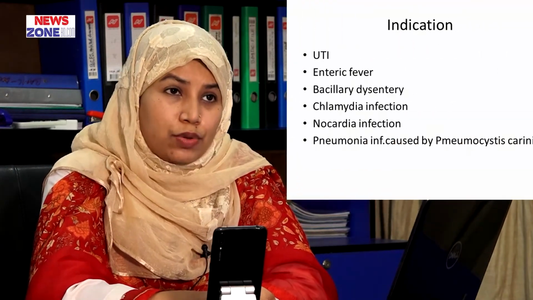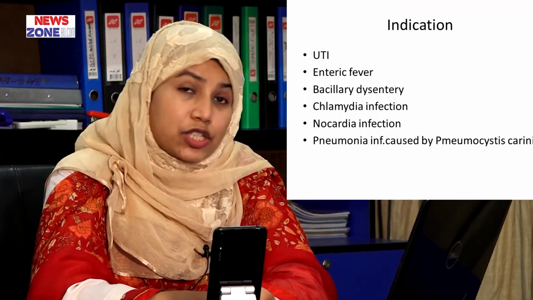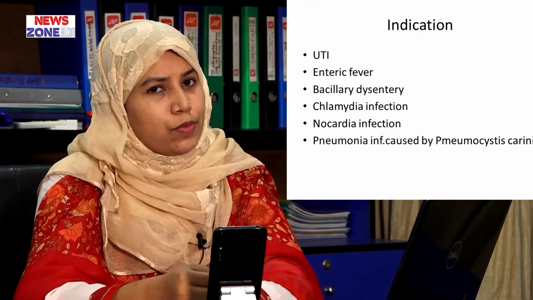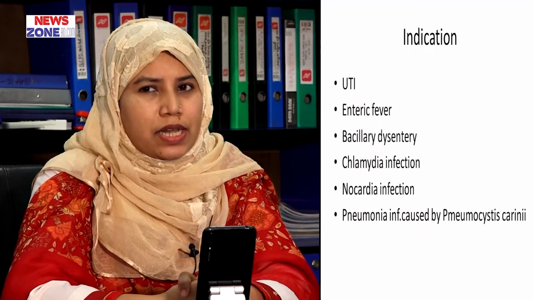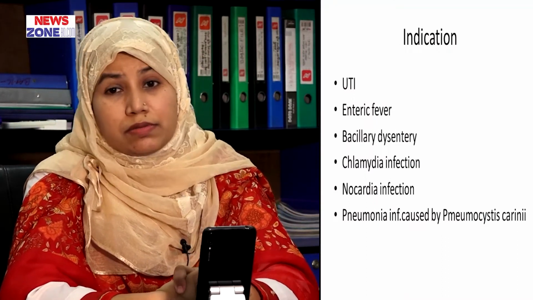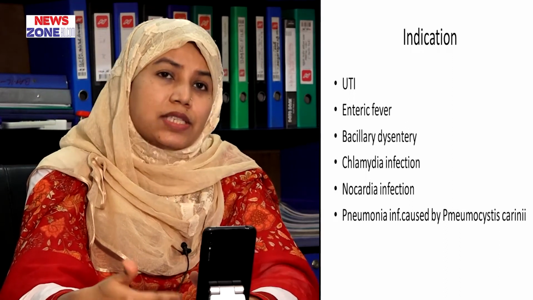Cotrimoxazole was actually used in case of UTI, enteric fever, bacillary dysentery, chlamydia infection, nocardia infection, and also Pneumocystis carinii. But nowadays, due to these strong adverse effects, these types of drugs are obsolete, and many new drugs are used nowadays which are better than cotrimoxazole. So this is our today's topic.